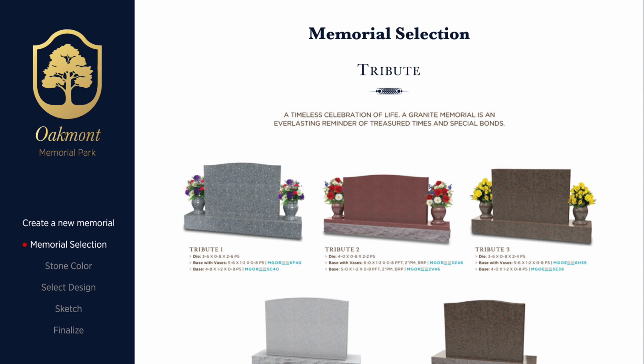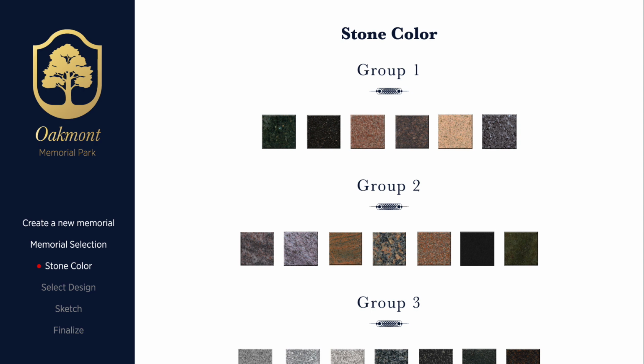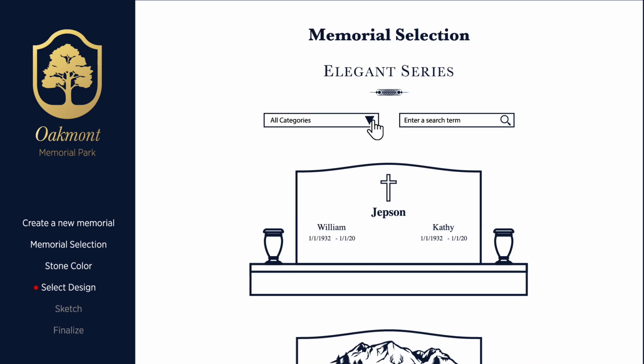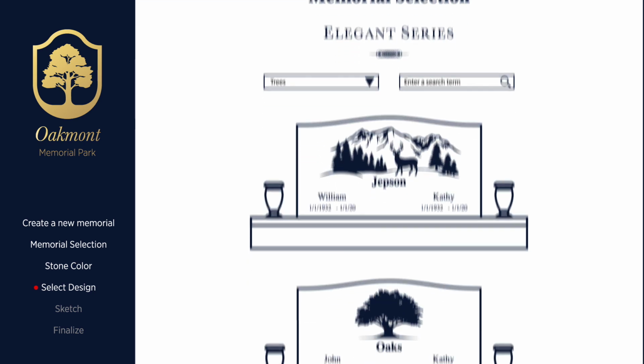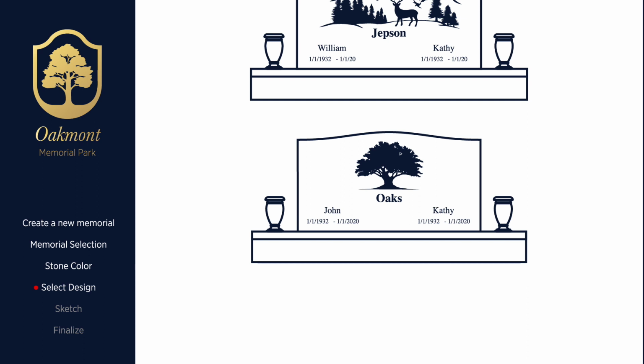Once you choose a memorial, you'll be prompted to choose a color for the memorial. Colors can be changed later in the design process as well. Now it's time to choose a design. You can use the category filter to find designs suited to your client's preferences. You can also search by keyword.